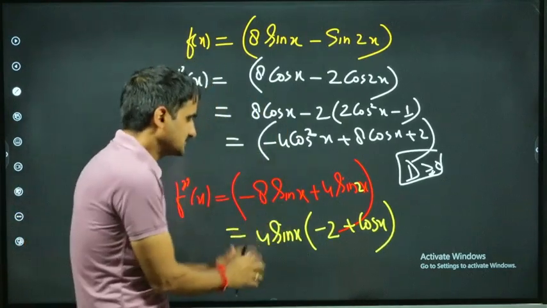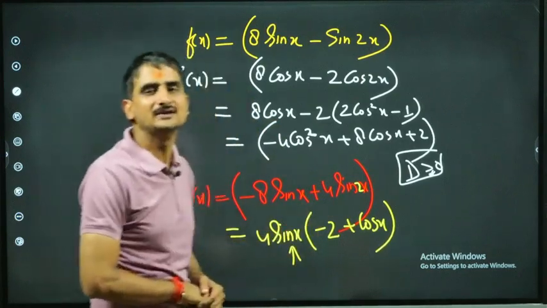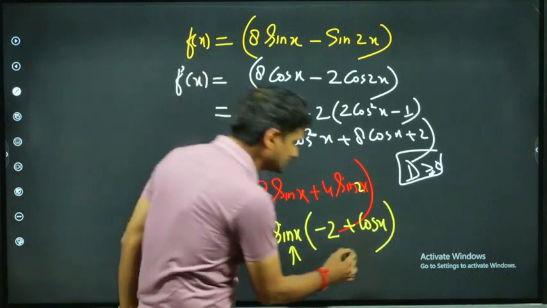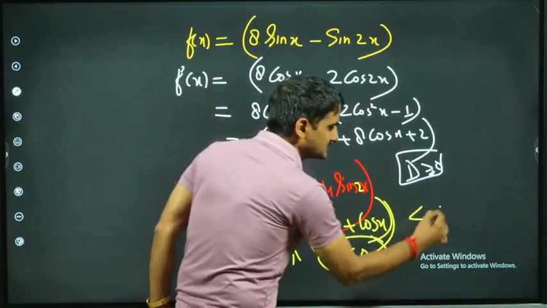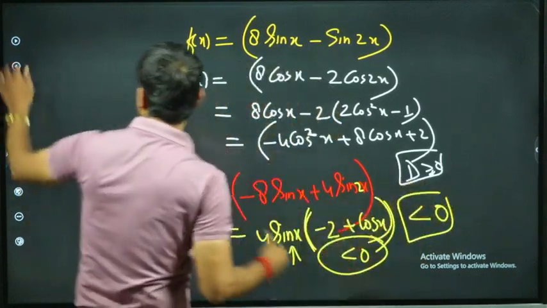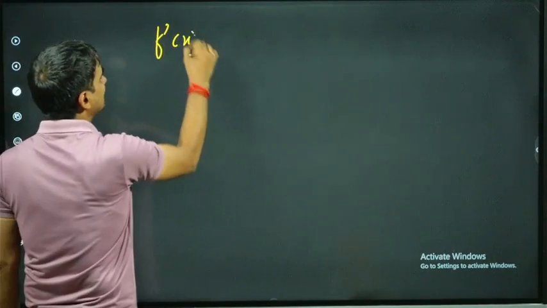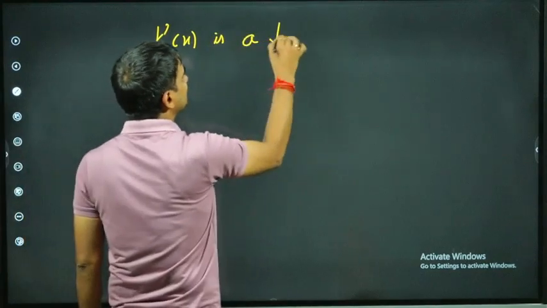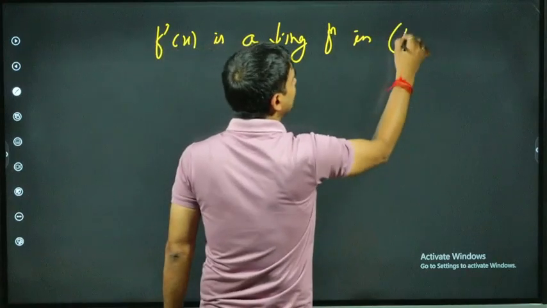Okay, so since this is always positive in that interval and cos x is always less than or equal to 1, this bracket is always negative. So hence this is always negative. So what could we claim from here? We can now claim that f dash x is a decreasing function, bachcho. So f dash x is a decreasing function in the interval.